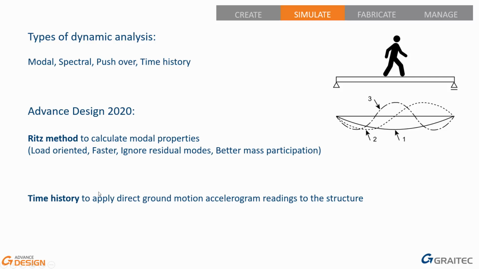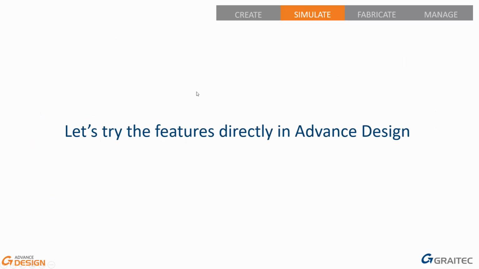The other improvement that we have in Advanced Design 2020 is that we have added time history analysis. So we have time history analysis in Advanced Design, and I will show you later in the software that you can define your ground motion time history coming directly from your accelerograms and apply it directly to your structure. So let's try the features directly in Advanced Design. Now I will open my model in Advanced Design, and I'm going to show you how to use these two specific features for dynamic analysis.